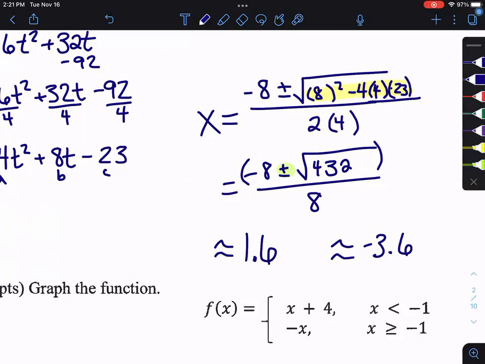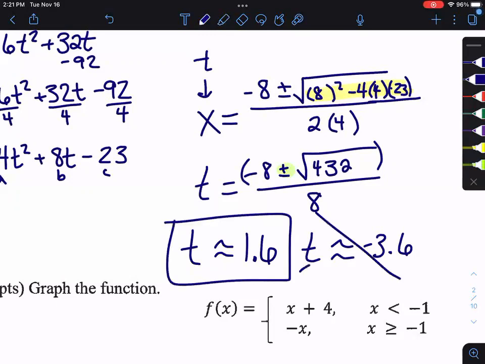But remember, these represent T. I guess I wrote X up here, but T in context of the problem. T represents time, and we always talk about time being positive. We never talk about time in a negative manner. So the -3.6 is extraneous.